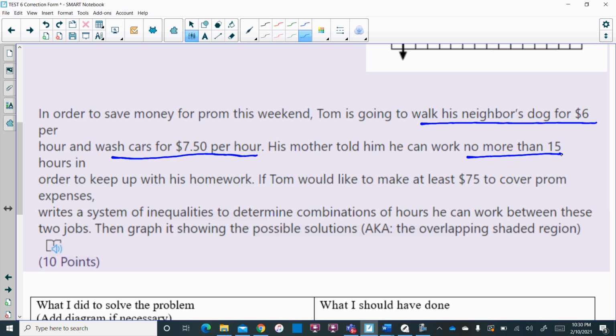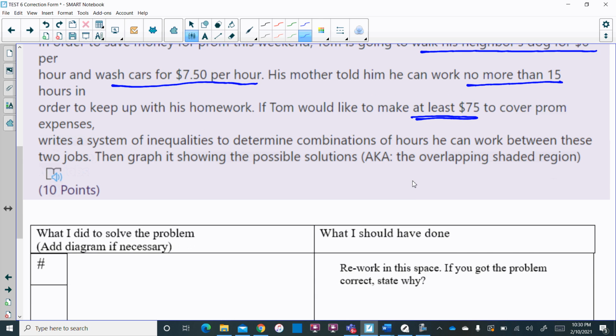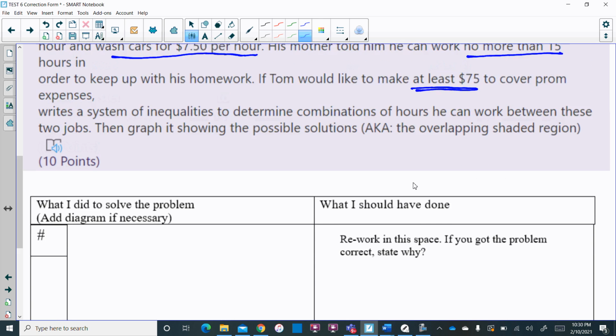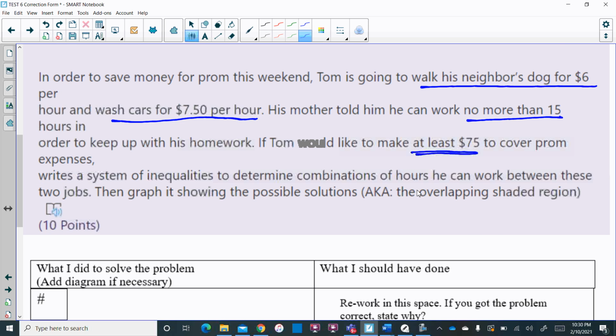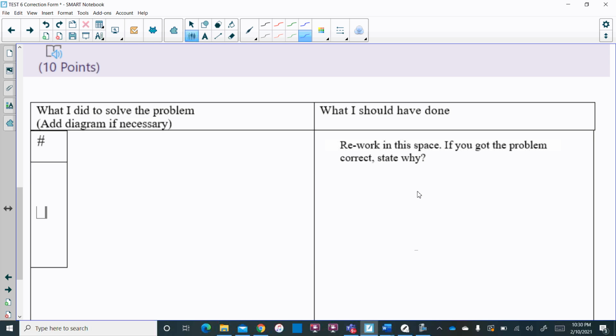And then it says Tom needs to make at least, that's important, $75 to cover expenses for his prom. So what we're looking for on your work is that we had our equation to go with his earnings. If you want, we can start off with x represents walking dog, and then y is car wash.